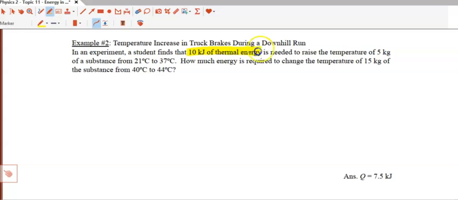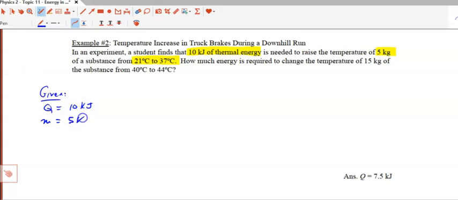he finds that there's 10 joules of thermal energy that is created, I guess, from braking. And it raises the temperature of the 5 kilogram, I'm assuming this is disc brakes, from a temperature of 21 to 37 Celsius. All right, so let's write down the given for that initial scenario. Q initially is just 10 kilojoules. The mass is 5 kilograms. And the change in temperature is 37 degrees Celsius minus 21 degrees Celsius.